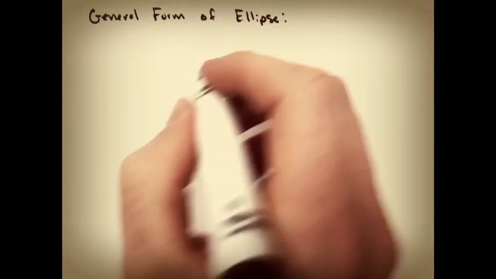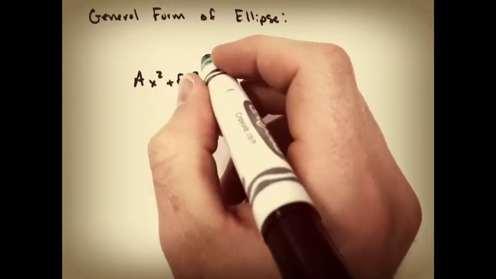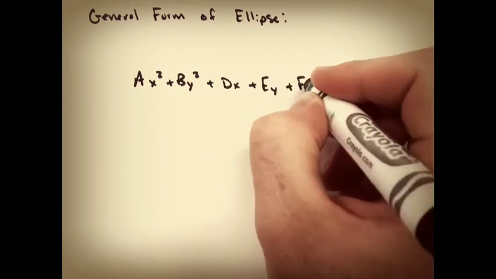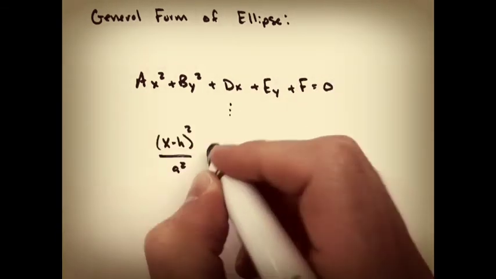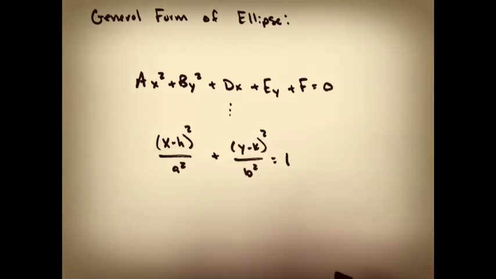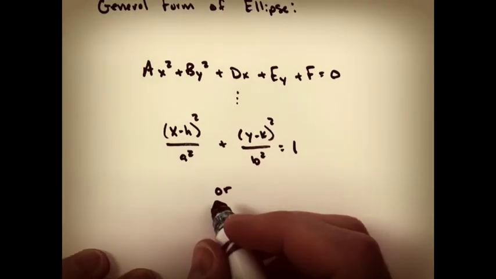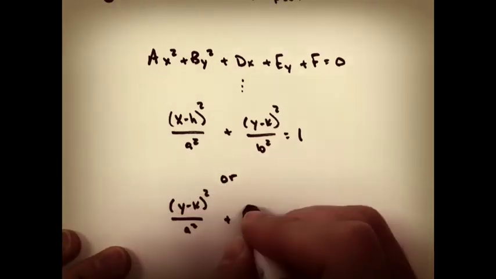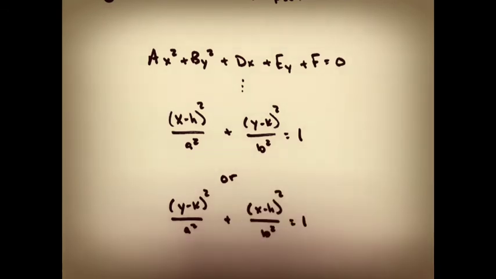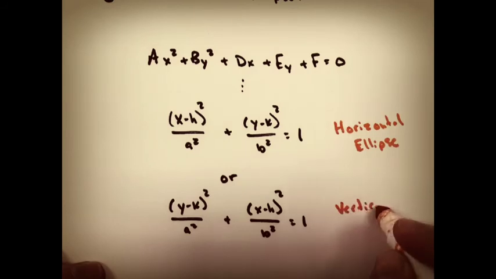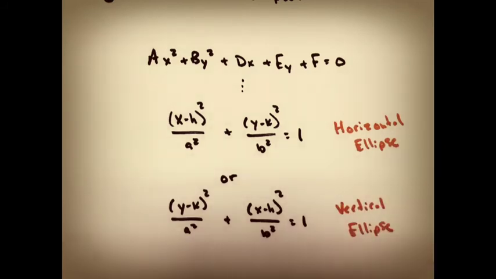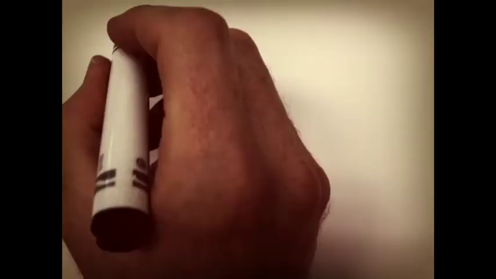Alright, on to bigger and better things. The general form of the ellipse: ax squared plus by squared plus dx plus ey plus f equals 0. We'll do more with this later, but you should know that we can turn this into standard form if we need it. If the x value is over a squared, it's a horizontal. If the y value is over the a squared, it's a vertical. How do you know the difference? A squared is always, always, always the bigger of the two. A is always bigger than b.